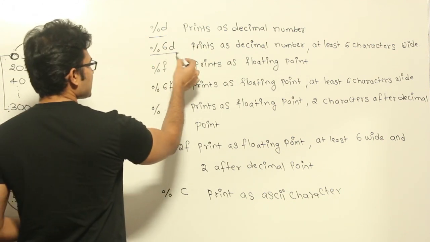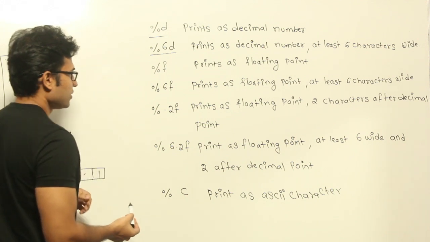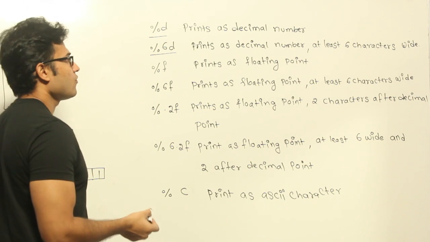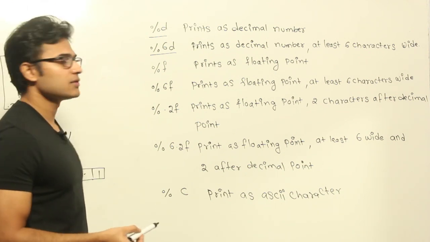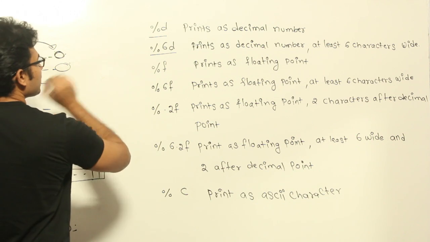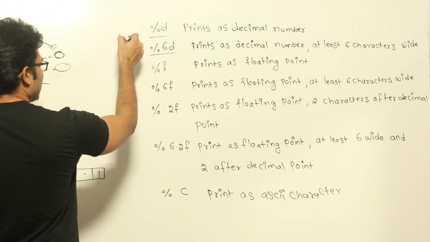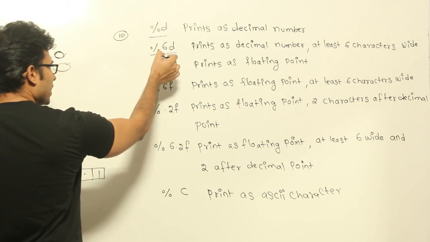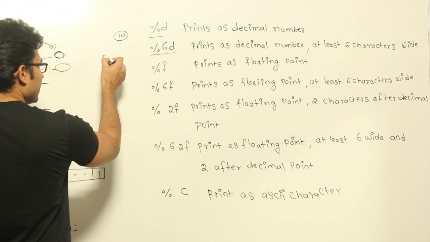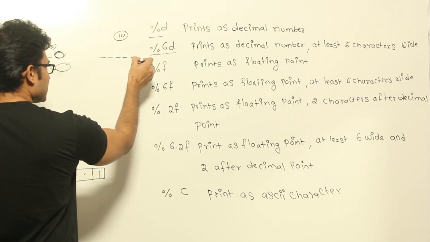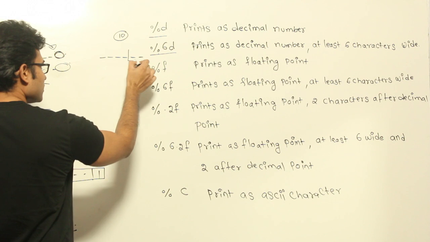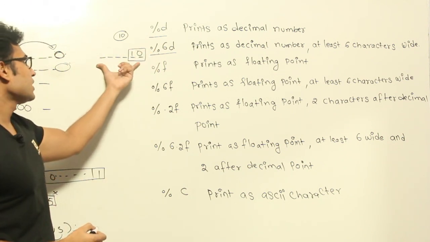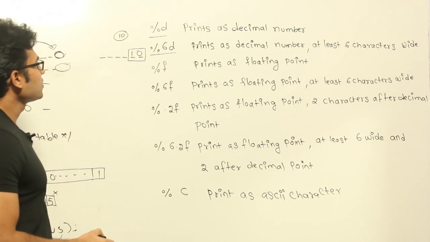Now if you have %6d, it is also going to do the same thing, but it will make sure that the output is displayed in at least 6 characters. The meaning is, let us say a variable contains the value 10, and 10 has to be displayed on the screen. If you write %6d, then it is going to use 6 spaces, and in those 6 spaces it is going to print 10. That is the meaning of it, right? So it is going to use up at least 6 spaces. Okay, that is how you are going to see the output.